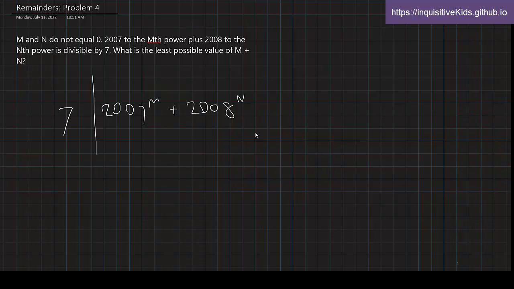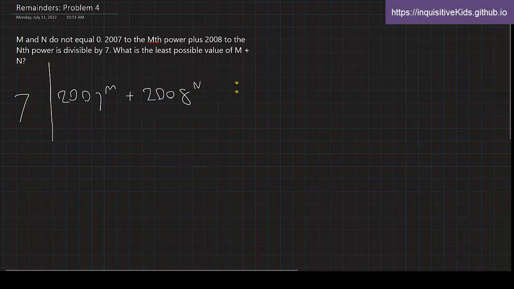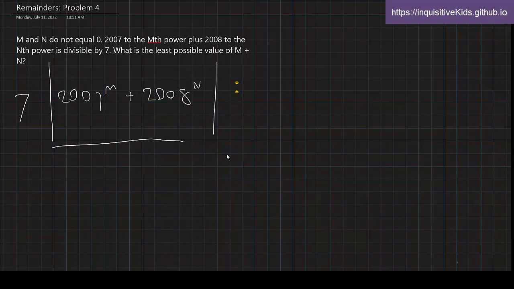Because it says least possible value, we know that there's multiple values. And we know it's big numbers, 2007 and 2008. It's just that we don't know what is the value of their exponent. So at first it might not seem possible or useful to use a table, but we're still going to find the pattern. So let's first do 2007 to the nth power divided by 7.